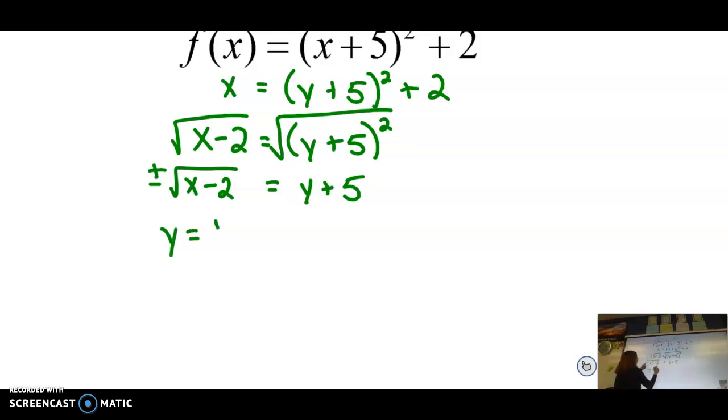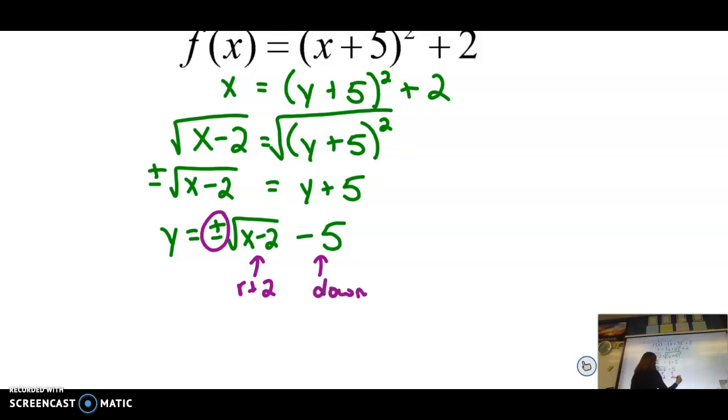So you would end up with plus or minus the square root of x minus 2, and then minus 5. So we subtract that 5 over at the end. And if we go back to the graph, you'll notice that this is two square root functions, one positive, one negative, so one's a reflection. And this is going to shift right 2 and down 5.